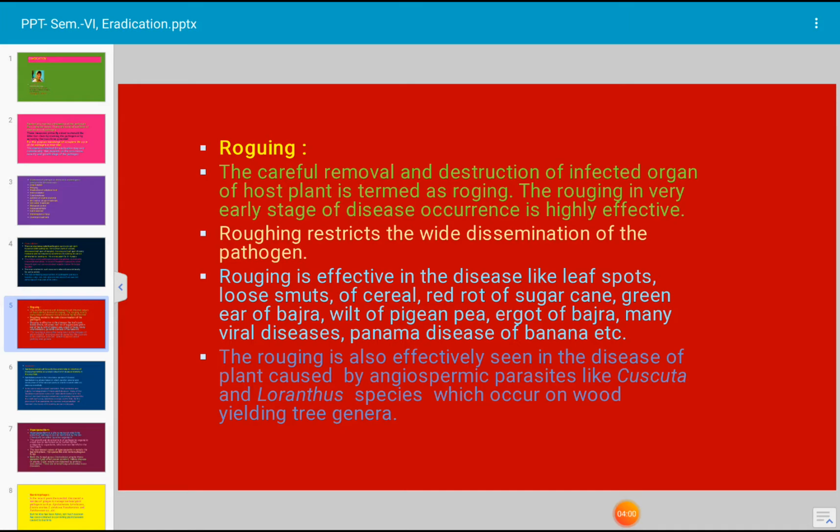Roguing is effective in diseases like leaf spot, loose smut diseases of cereals, red rot disease of sugarcane, green ear disease of bajra, wilt of pigeon pea, ergot of bajra, many viral diseases, Panama disease of banana, etc. In such types of diseases, roguing has been found effective. Roguing is also effective in diseases of plants caused by angiospermic parasites like Cuscuta and Loranthus species. These are two angiospermic plants which are parasitic on plants and which occur on wood yielding tree genera.